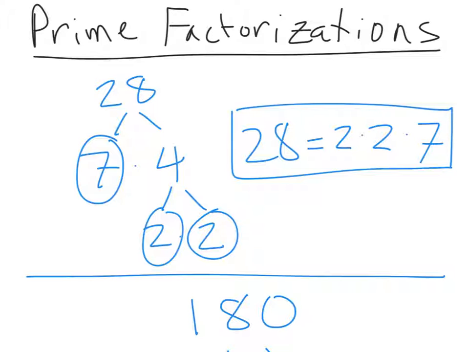So like 3 is a prime number because the only way you can multiply to 3 is 3 times 1. Or 7 is a prime number because it's only 7 times 1. 4 is not a prime number because it's 2 times 2.